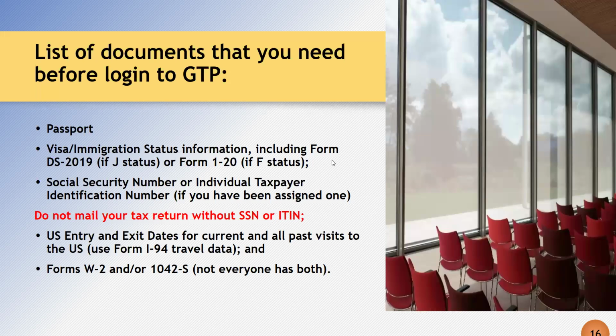I'm getting emails from students and other people, other employers, asking me, where is my W-2? I only see 1042-S. Not everybody gets both, and I will explain who gets what. Another thing is, if you don't have a Social Security number, do not mail your tax return without it. It will be lost. I will explain how to apply for a Social Security ITIN with your tax return, but remember, never mail your tax return if you don't have a Social Security number.